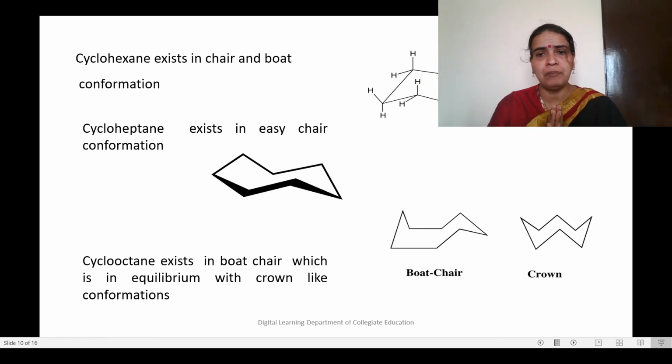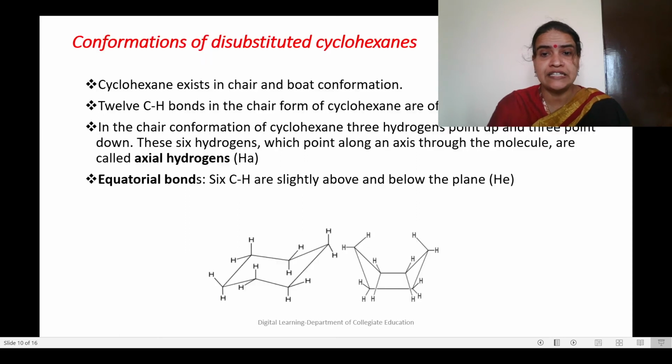If you represent a planar molecule, there will be a lot of strain in the molecule. To relieve that, since everything is a single bond, it can always rotate and twist about each other. So it can take many different shapes. Now, coming to the conformations of di-substituted cyclohexane.